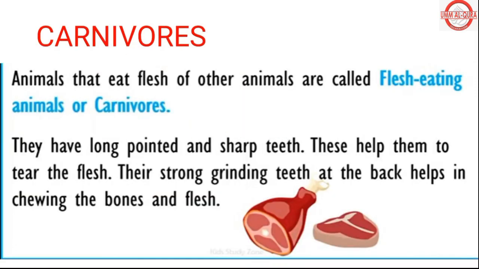Now we see what are carnivorous animals. Animals that eat flesh of other animals are called flesh eating animals or carnivores. They have long, pointed, and sharp teeth. These help them to tear the flesh. Their strong grinding teeth at the back help in chewing the bones and flesh.